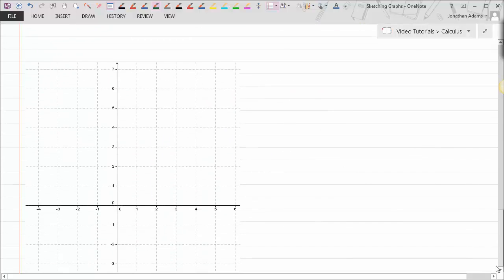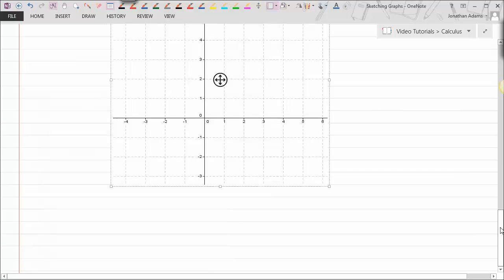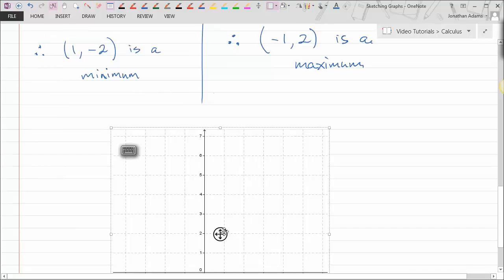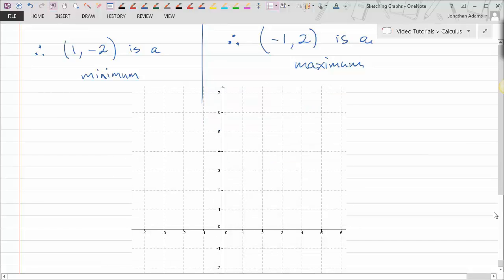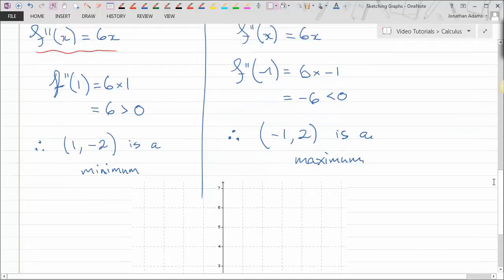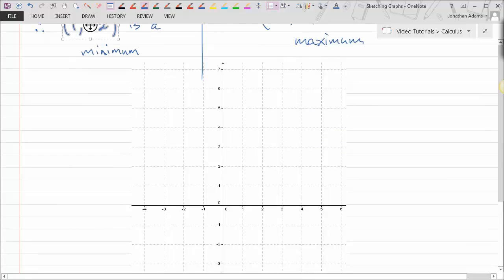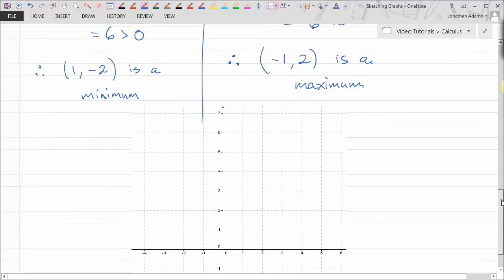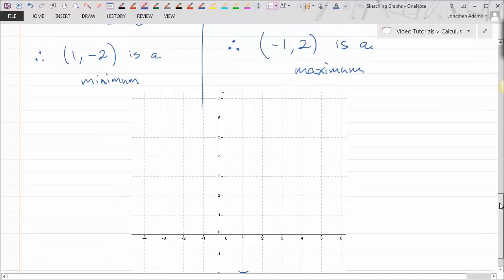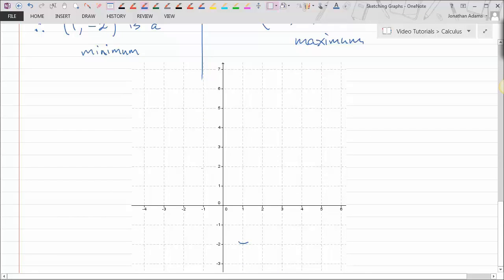But what I'm actually going to do is graph these, because I think it's good for us to have a good concept of what this actually means in terms of the geometry that we're dealing with here. Based on these things, we have found that this point, 1, negative 2, is a minimum, so I'm going to mark that point on. 1, negative 2 is a minimum. And negative 1, 2 is a maximum. So negative 1, 2, that point's going to be a maximum point.